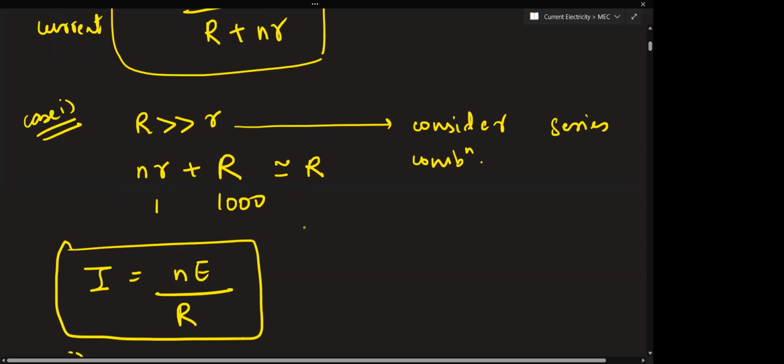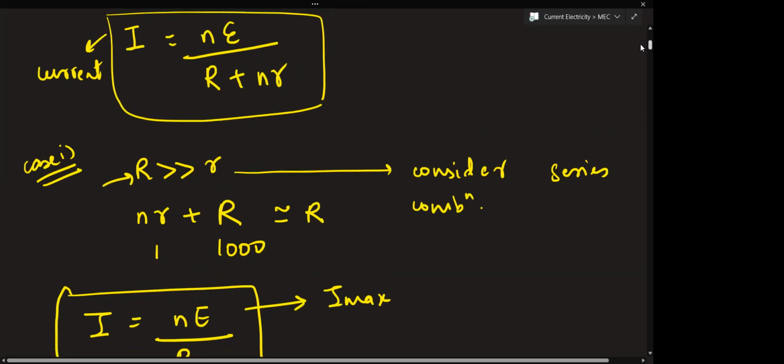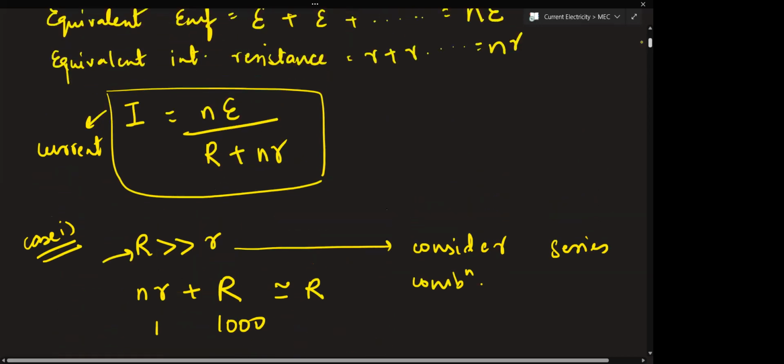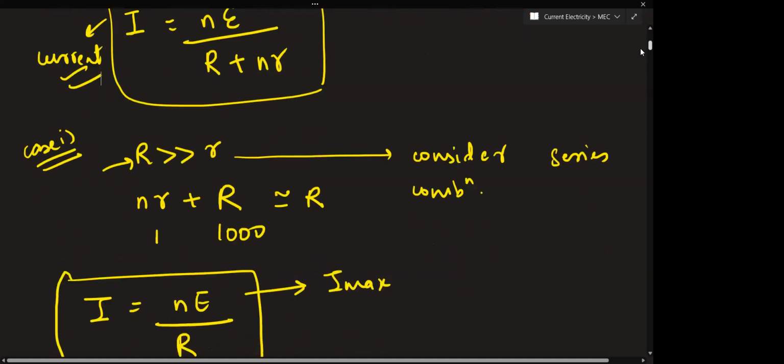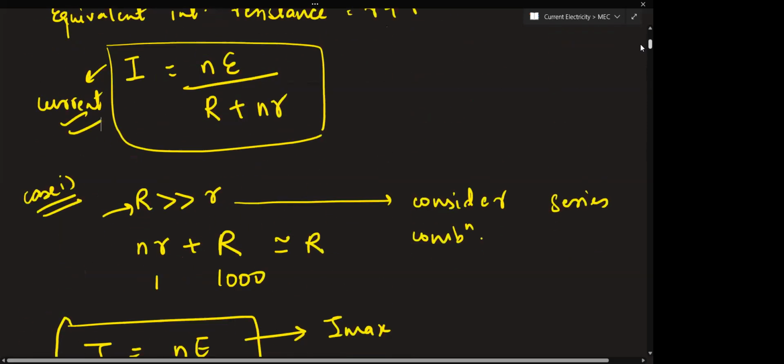Whenever in the question maximum current is asked, then you use this formula. If maximum current is not asked to you, then first with the help of this, identify whether it is series or parallel combination that you would prefer. If maximum current is not asked, then use this formula. If maximum current is asked, then we have to use this formula. We did a question also where maximum current wasn't asked, so we used this formula.